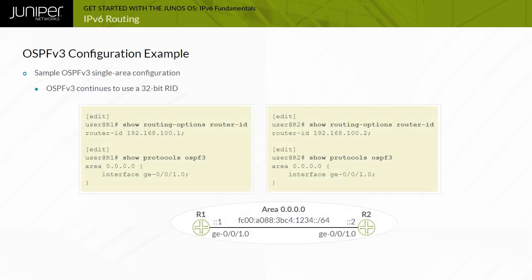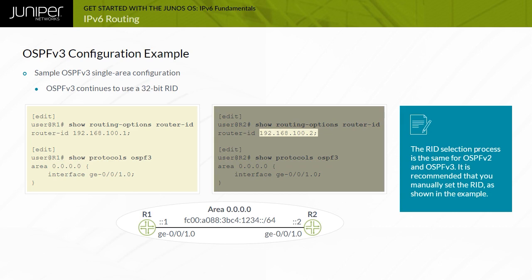A sample OSPFv3 configuration for 2 neighboring routers is displayed. Note that OSPFv3, similar to OSPFv2, uses a 32-bit router ID, or RID, which is defined under the edit routing-options hierarchy. Although you can dynamically select the RID from IPv4 addresses defined on the router, it is recommended that you always configure an RID.